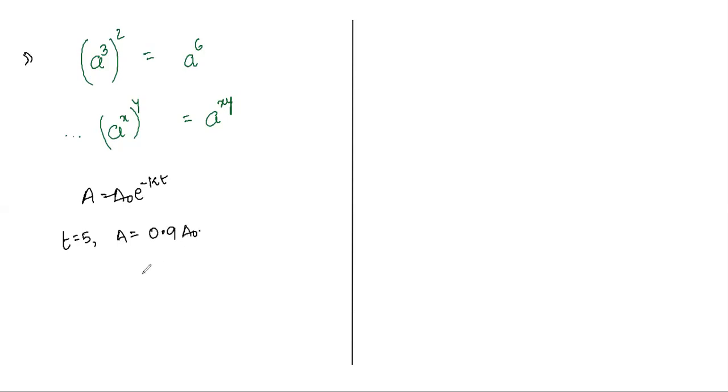Once given this, all we have done is write here this condition, get the expression as 0.9 into A naught is equal to A naught into e power minus 5k. Getting this, the final expression came out to be e power minus 5k is equal to 0.9, right? Now this was case 1.